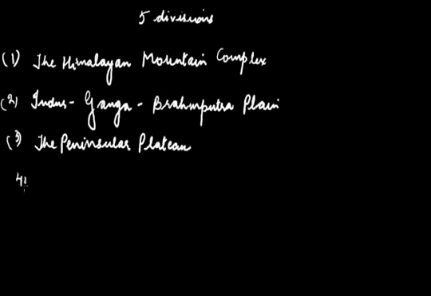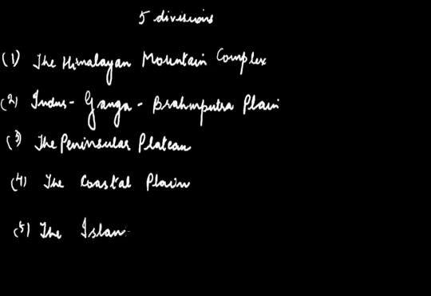The fourth physiographic division being the coastal plains, both on the eastern and western side of the peninsular plateau. Fifth being the islands, the Lakshadweep and the Andaman Nicobar Islands. So first we will start with the Himalayan mountain complex.